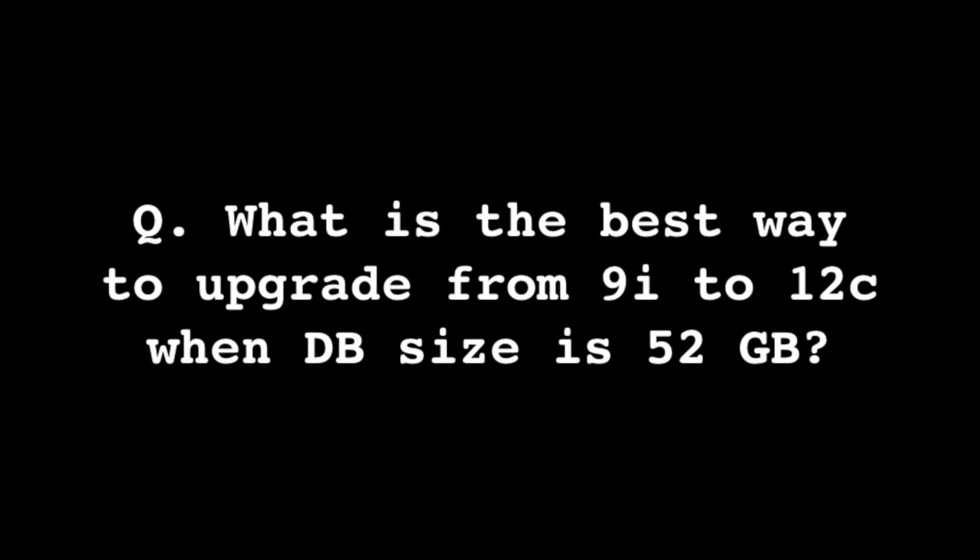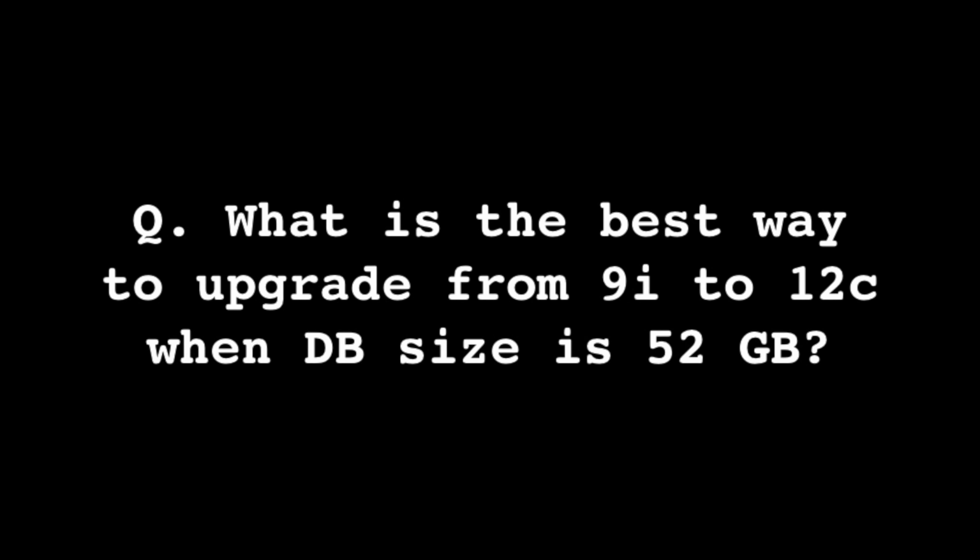What is the best way to upgrade from 9i to 12c when the database size is 52 GB? Guys, I will give you a shortcut method, and it is transportable tablespaces or export import. Now, whenever the database size is very small, like in this case 52 GB, if you follow the normal Oracle upgrade path, you have to go from 9i to probably 10g, 10g to 11g, 11g to 12c. 12c is the last one. I was thinking 18c. All right, so you have to follow the exact upgrade matrix, right? If you perform an upgrade from 9i to 12c, you might have to perform multiple upgrades. Now this will eat up more time.